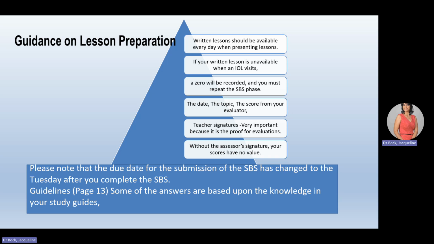You need to take cognizance of the due dates for the submission of the SPS. It has changed to the Tuesday after you complete the SPS. So please be mindful of this. Adhere to this, it is a very important detail. Guidelines on page 13: some of the answers are based upon the knowledge in the study guide. So just be mindful of that as well.